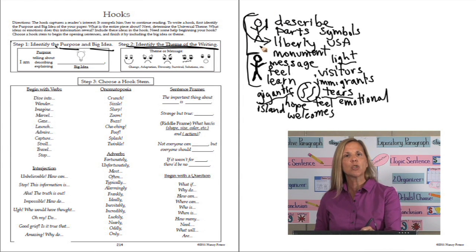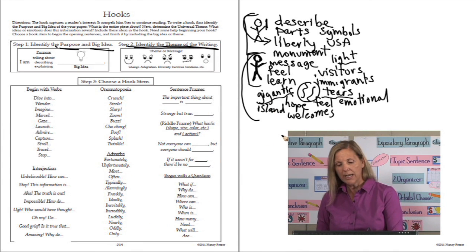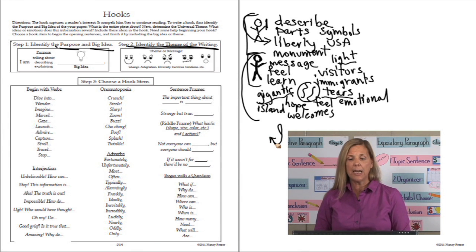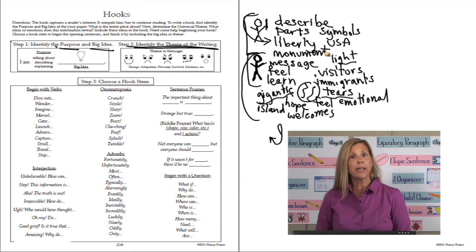Something as simple as just what was the information we wanted to get across, and also what do a lot of people know about the Statue of Liberty. Once we have that, then we go to looking at our stems. Let's plan our hook. So you would put a hook on your page. And you would say, let's look at all these ideas here, and let's look at what kind of hook we can create using some of our phrases or words in order to create this hook.